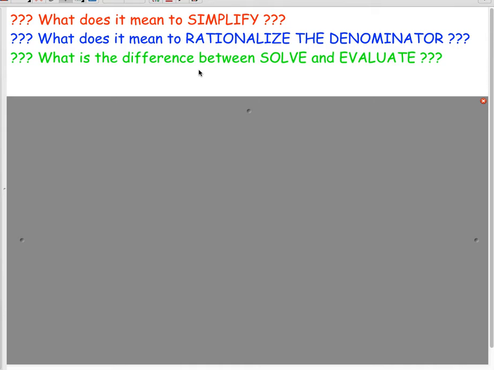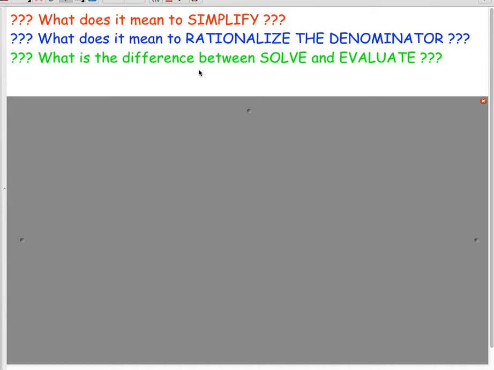Oftentimes, they may use the word simplify or evaluate. To me, evaluate means just do it. So for example, if I see 2 plus 3, just plain old 2 plus 3, it might say evaluate, meaning just do it. 2 plus 3 is 5. You're not solving for X or anything. A solve question will have an equal sign somewhere in the equation. It's kind of the difference between equation and expression. Expression does not have an equal sign, equation does.